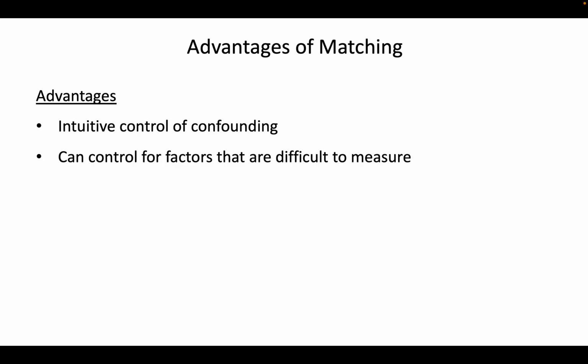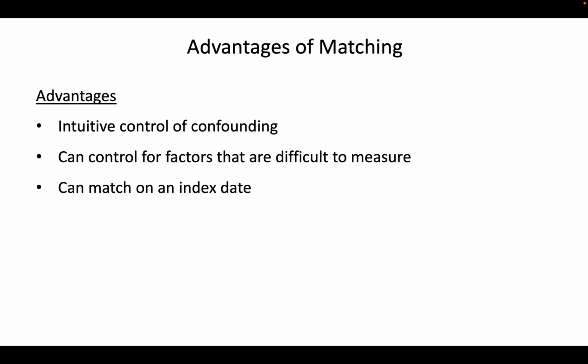So some of the advantages of matching are that it's a really intuitive control of confounding that a lot of people who aren't epidemiologists understand. They get why matching helps. As soon as they have an understanding of confounding, they understand why matching is good. And you can control for things that are difficult to measure, for example certain genetic things. If you use twins, there's a whole genome worth of genetics that you're controlling for, basically.